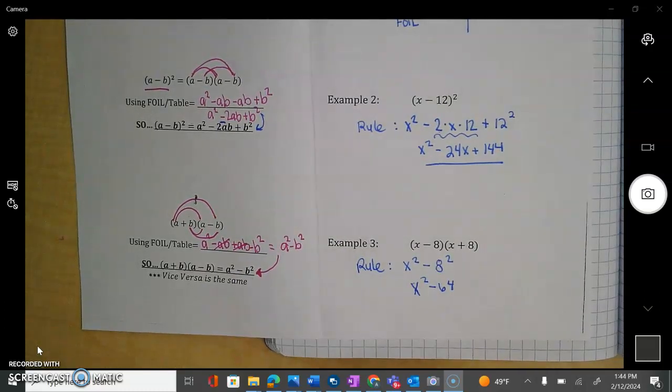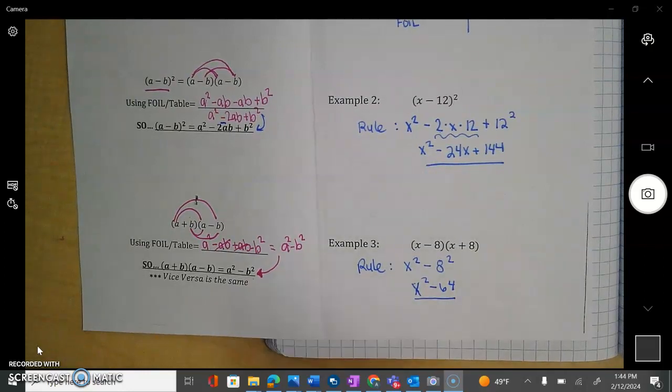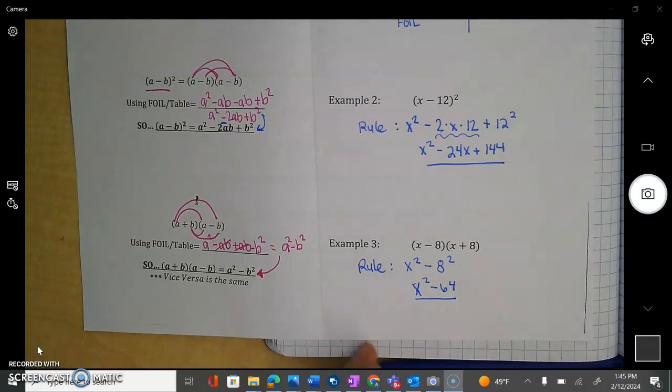So this one's actually a really easy one. All of them are pretty simple once you know the rules. You don't have to do the FOIL. Now, if you still are wanting to check, of course you can FOIL it out or you can use the table method. It doesn't mean you can't do that. These just make it a little bit easier to solve these questions quickly. So, with that said, we are going to be done with our notes.